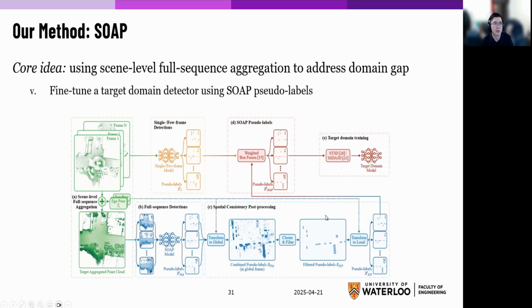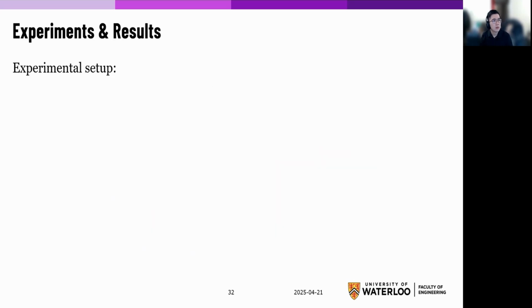And the final pseudo-labels can then be used to train another detector on the target domain, or be combined with existing approaches such as ST3D and SSDA3D. So that concludes the pipeline for our method, SOAP. And next I'll talk about some experiments and results.